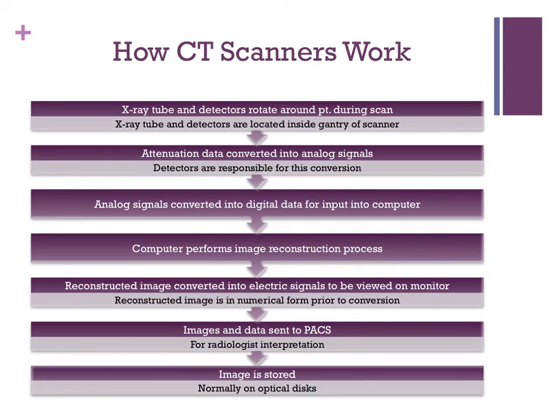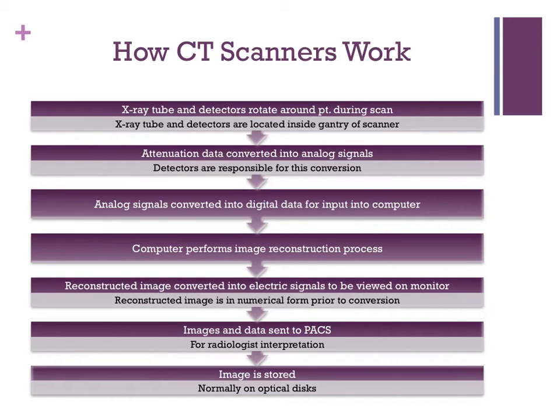This slide is just an example of a step-by-step process of how a CT scanner works. The X-ray tube and the detectors first rotate around the patient during the scan, and the tube and detectors are located inside the gantry of the scanner. Then the attenuation data is converted into analog signals. The detectors are responsible for this conversion into the analog signals.